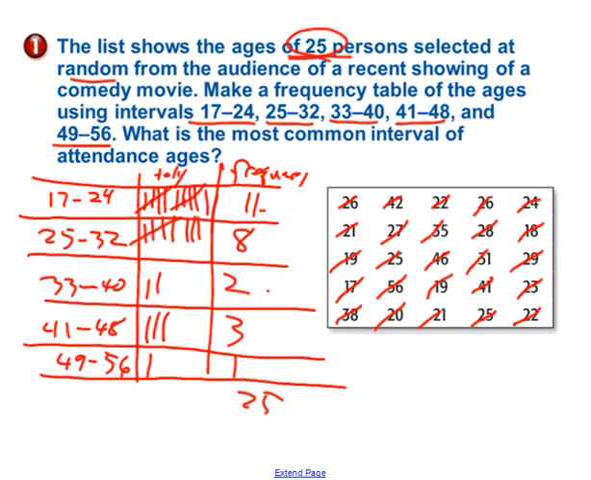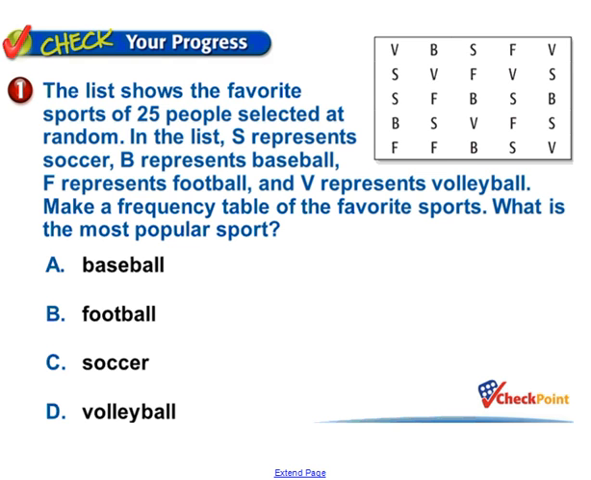And the most common or the most frequent interval is the ages from 17 to 24. There's 11 people that are falling within that age group. So 17 to 24 is the most common interval of ages in attendance.